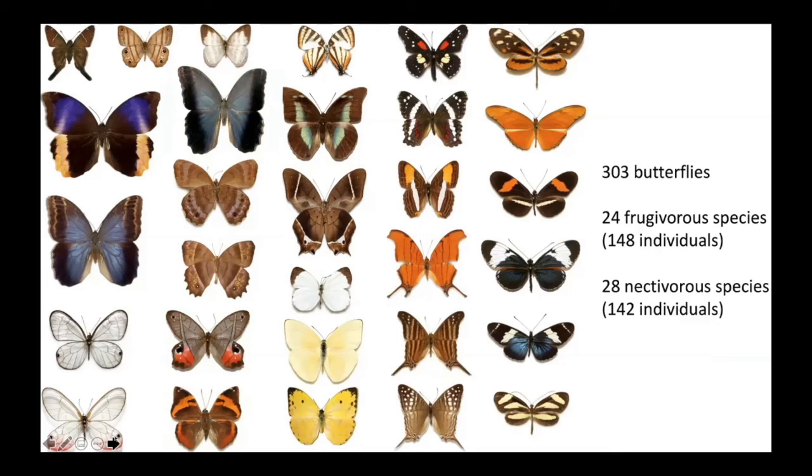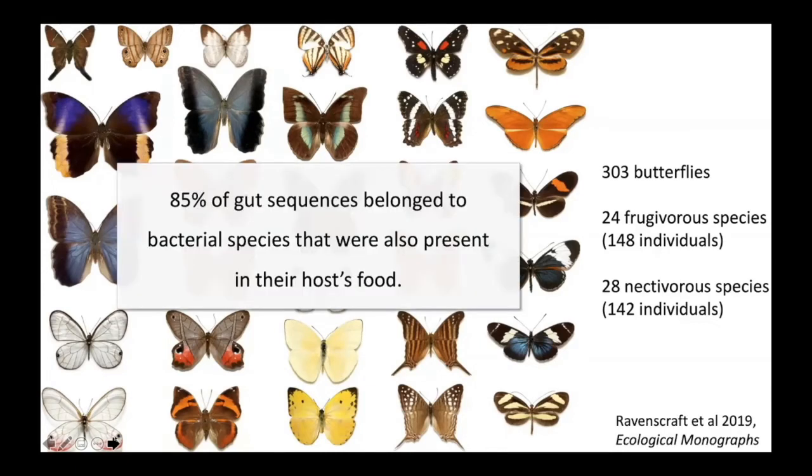These are just the most common of the species that we sampled. In total, we got 24 frugivorous species and 28 nectarivorous species. We dissected each butterfly, we removed its gut, and we used DNA sequencing to identify which bacteria were present in the butterfly's guts. And one of the most striking numbers that came out of this is that 85% of the DNA sequences that came out of these butterflies' guts belong to bacterial species that were also present in the host's food. So that suggests that the vast majority of the gut flora in these insects comes directly from the external environment and enters the gut with the food.